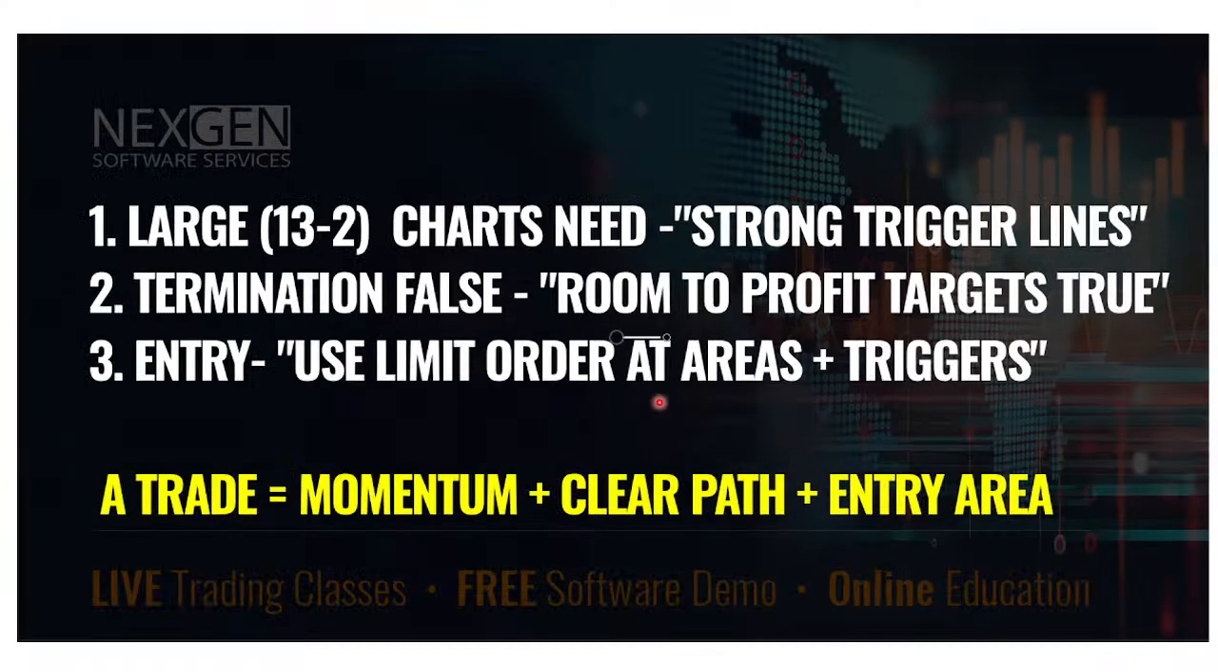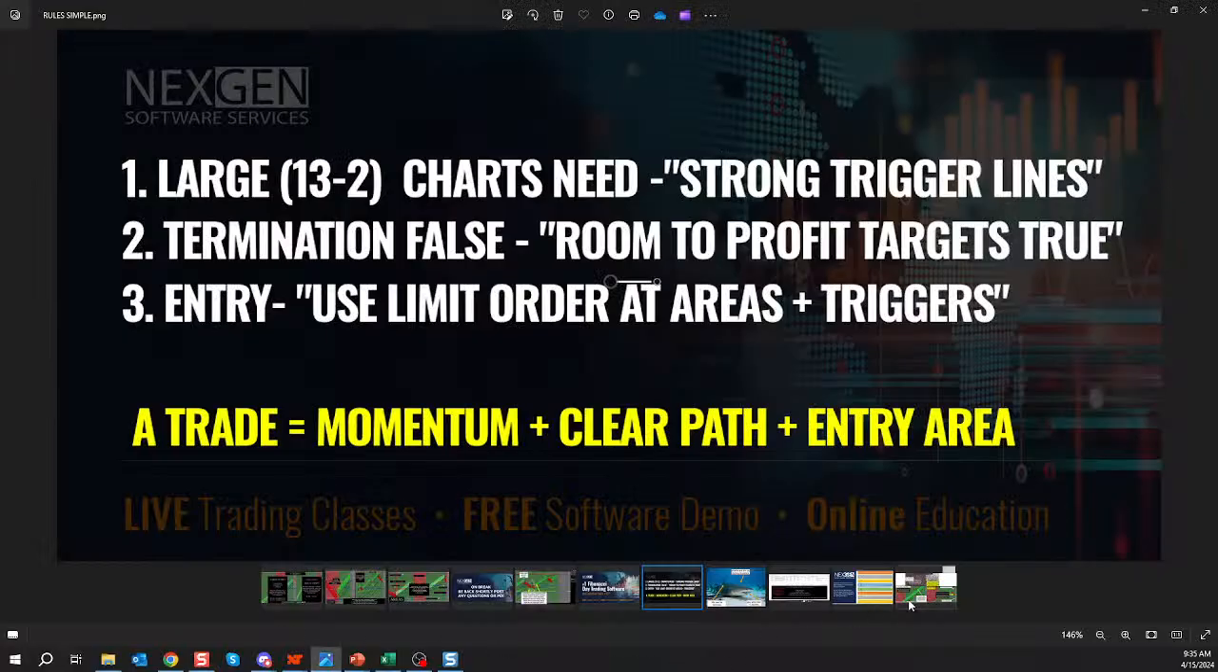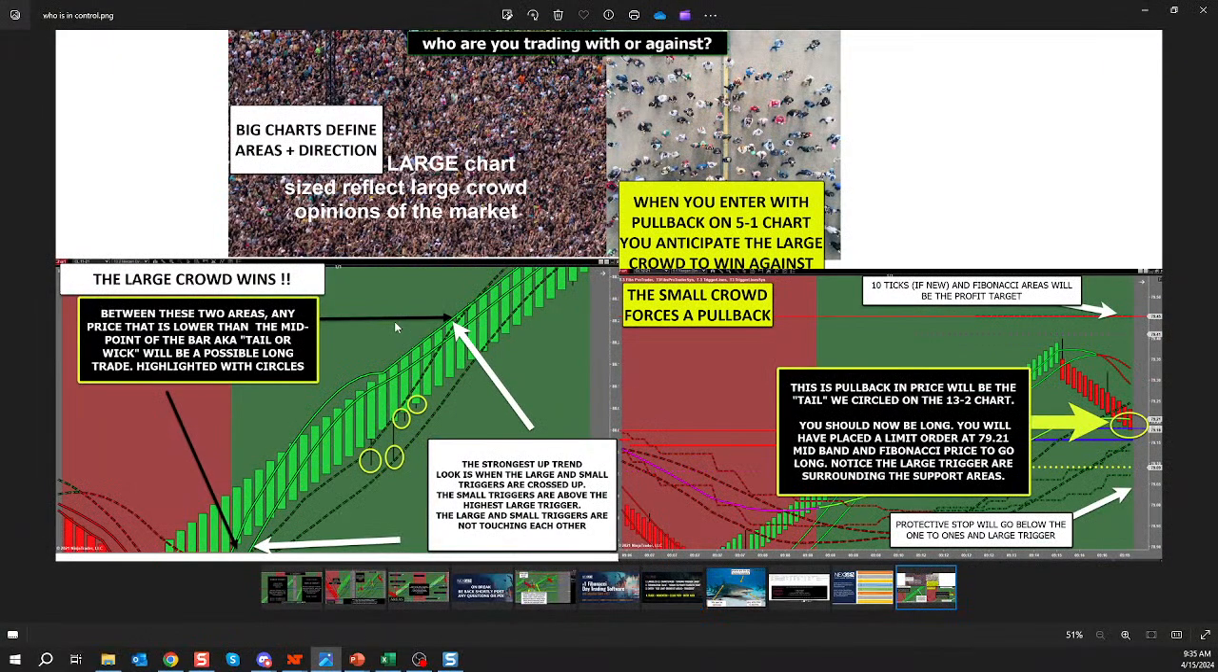So when the large chart says that the advantages are in place, when you have odds favorable, when the path is clear, you're going to focus your attention on the 5-1 large triggers. Are they up? The synthetics, are they wide? Are they angled in the direction of the trend? And you're going to look to see if there's any areas that may fall within, fibs, mid-bands, yellow 1-to-1s. And guys, this is all you're doing. This is not a trade yet, because if you remember, when the large crowd says go, the small crowd is going to give a shove, and that's what gets us back to our entry.